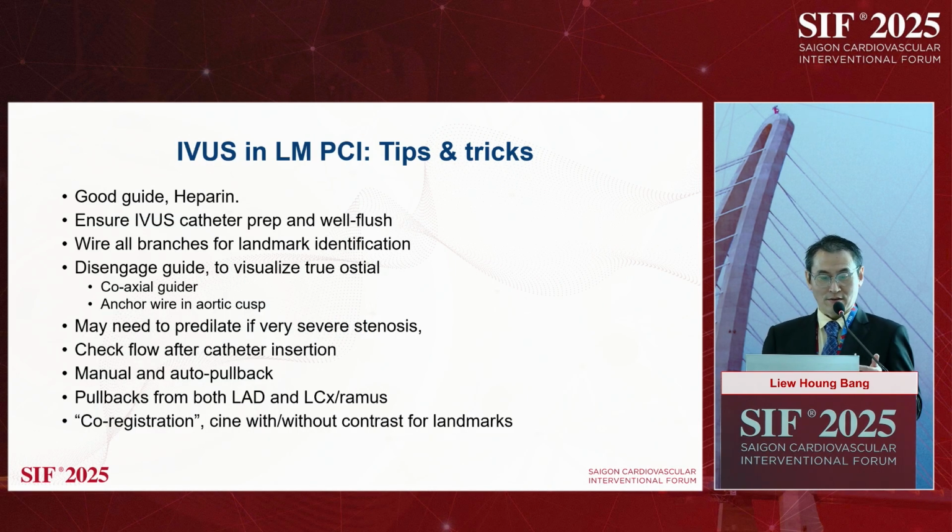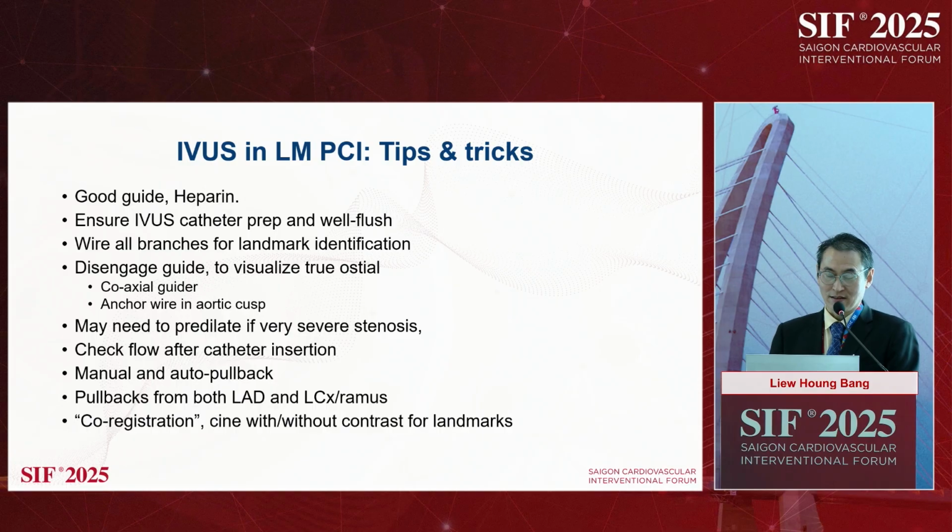Tips and tricks. Now, these points here are mainly for image acquisition. I heard from the previous speaker that we have to take the image, but we also have to use the information from the image. We have to act on the image. That part will come later. From the image acquisition perspective, we've got a lot of good technology now, but these are the basics. Getting a good guide is important, and of course, always heparinize the patient because there is a risk of thrombosis.